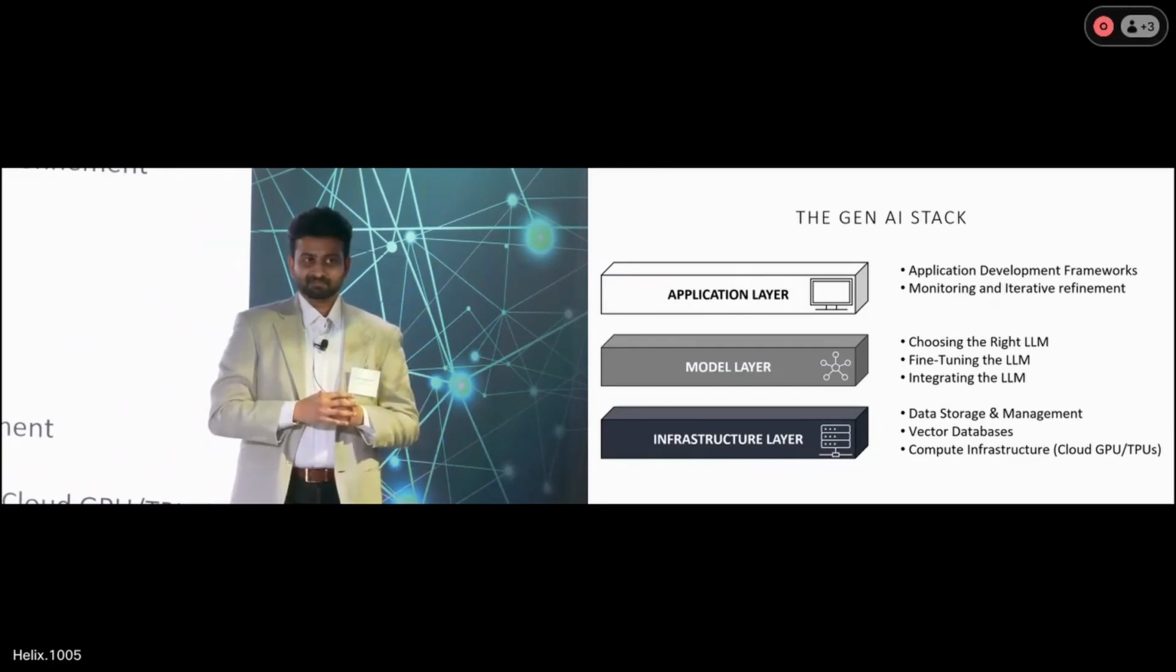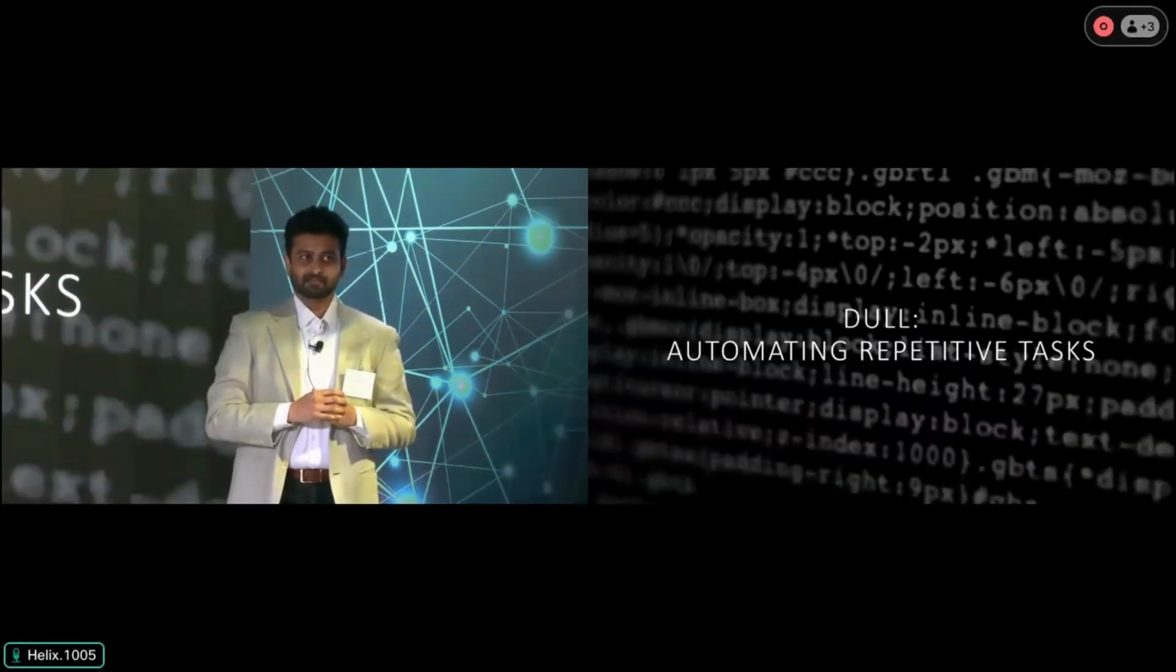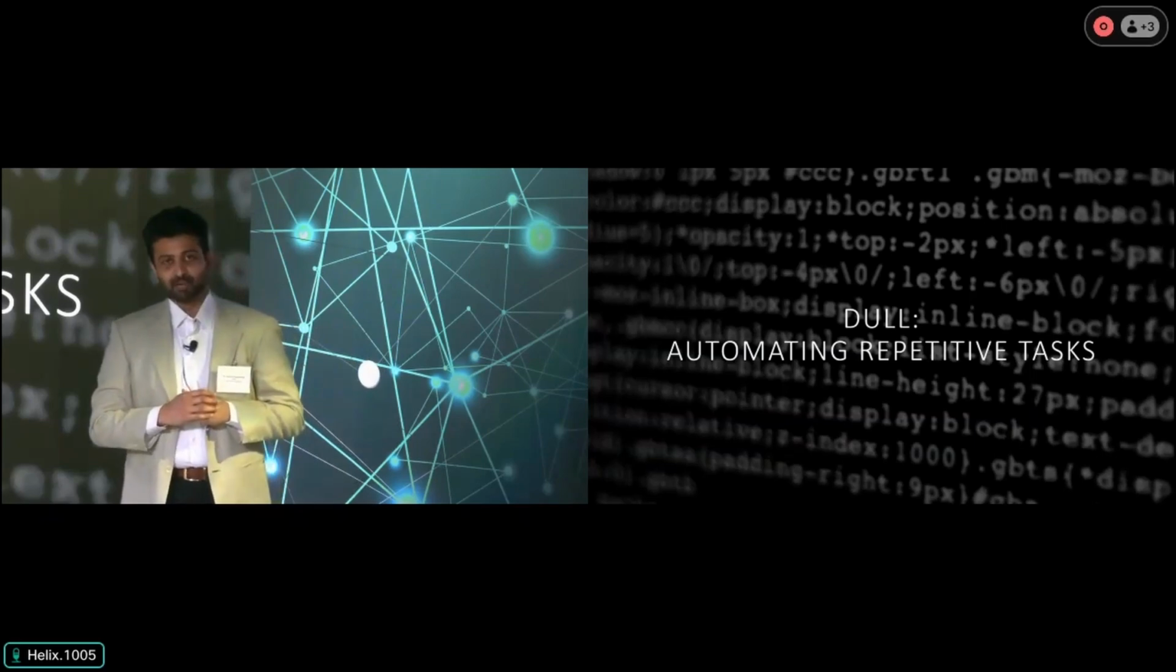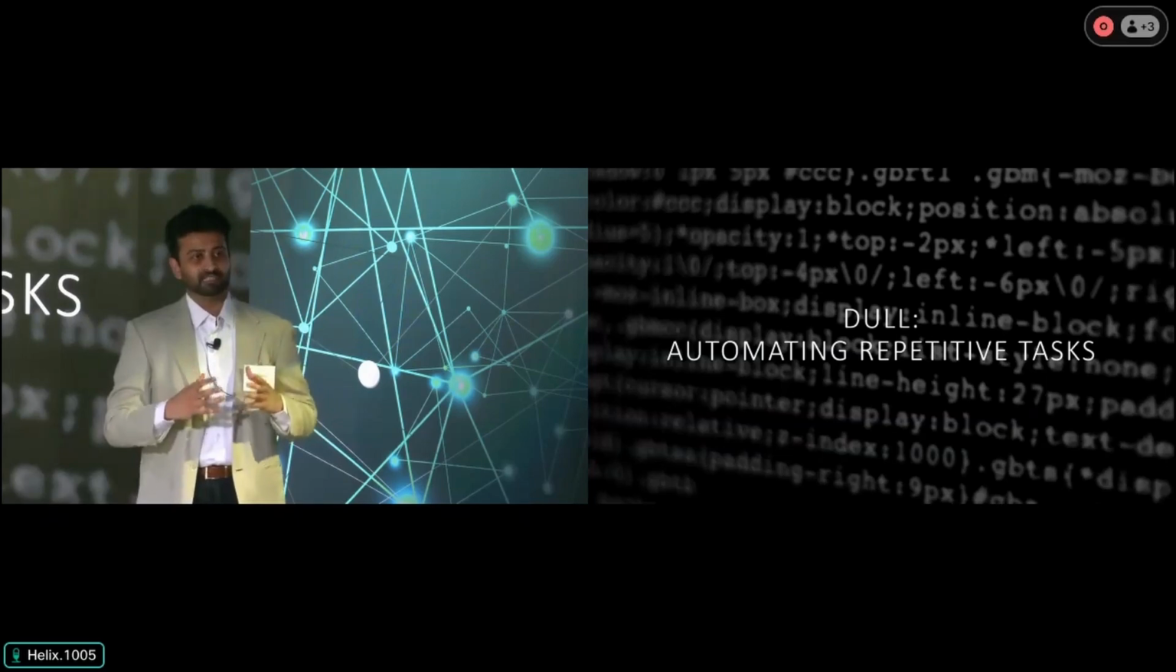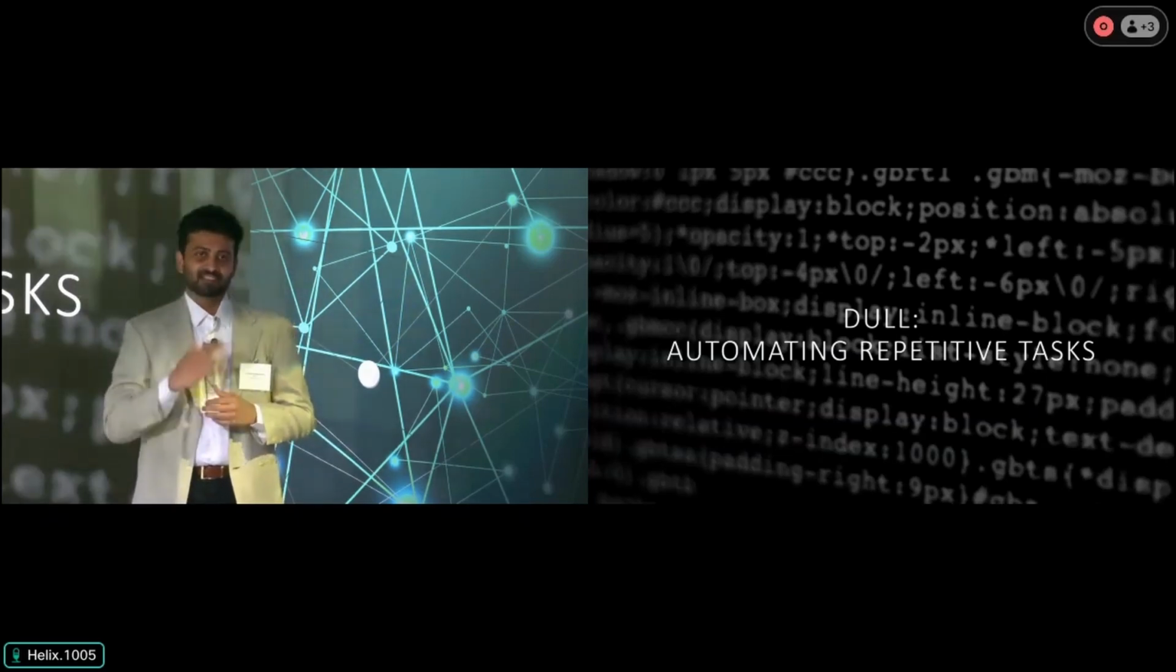Next slide. So we'll start off with the first D, which is the dull tasks. What I mean by that is, how do you automate repetitive tasks, and these are generally in the category of what Gen AI is really good at today. Next.